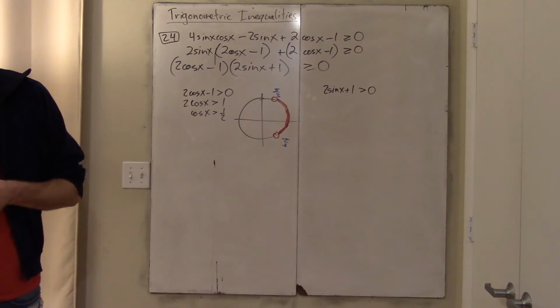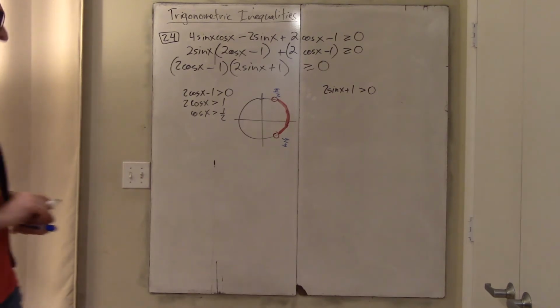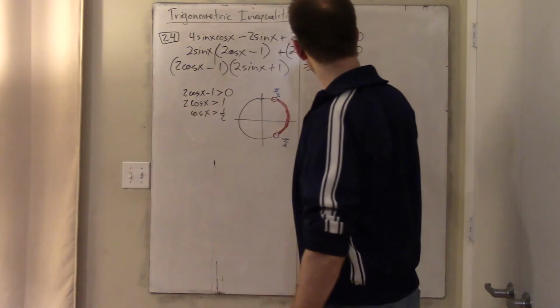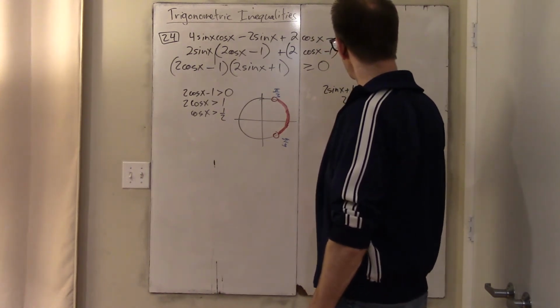Next, when is 2 sine x plus 1 going to be positive? Well, I know how to do this also. That's when 2 sine x is greater than negative 1.